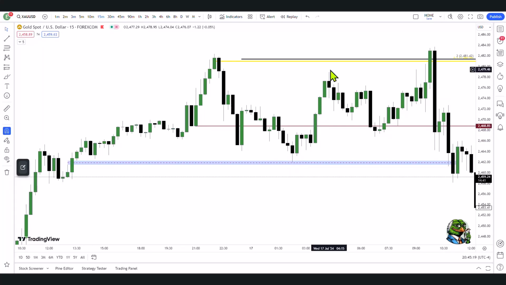You get an expansion, or what ICT calls price displacement. So this is bullish order flow. I'm now waiting for the price to come back down into the order block and into this fair value gap, which we get there. And time's important.